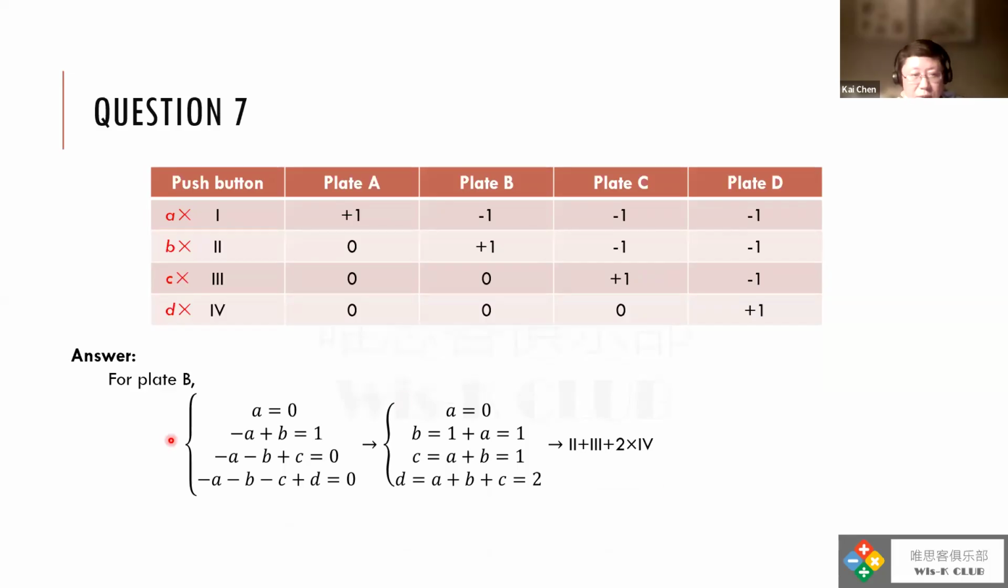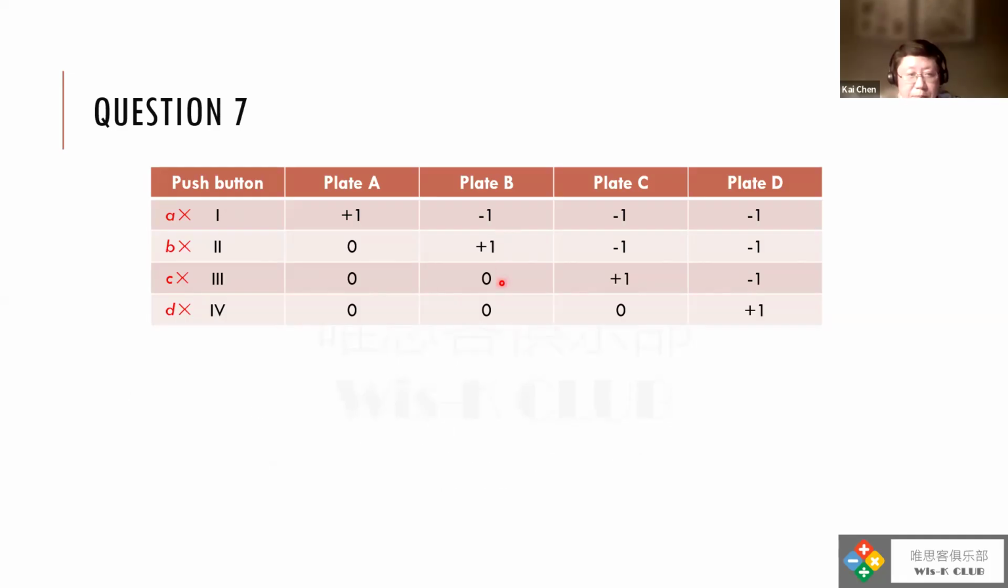The same for B. If I have to level up B, then B is 1, and A, C, D are 0. We can have the same A, B, C, D variables and get another system of equations. Solving it, we get A is 0, B is 1, C is 1, and D is 2, meaning that button 1 does not need to be pressed, and only button 2 once, button 3 once, and button 4 two times give you a level up of B. So same for C and same for D.